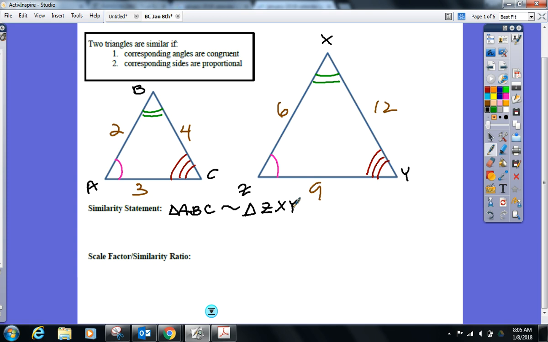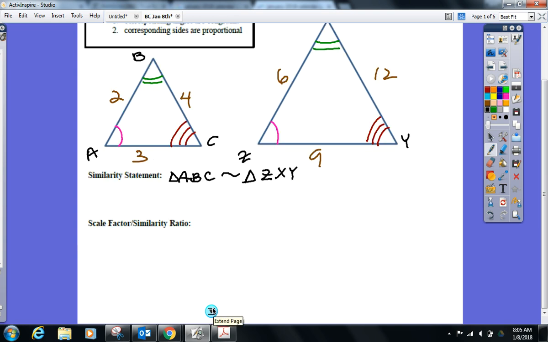Remember I said the corresponding sides were in the same proportion or ratio? That's called the similarity ratio or scale factor. Scale factor or similarity ratio. So if I'm going from triangle ABC to triangle ZXY, what's my similarity ratio? Pick any pair of corresponding sides. Ready? 2 to 6. You could write 4 to 12, 3 to 9, or any of the reduced versions. Anything would be acceptable.